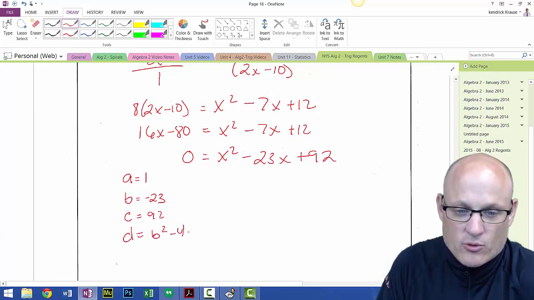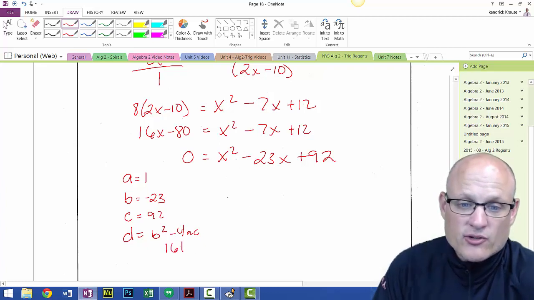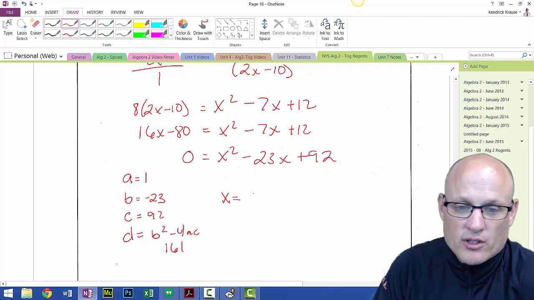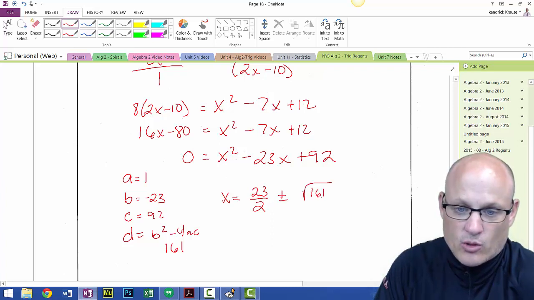B squared minus 4AC. Now, I'm not going to go through this. This turns out to be 161. So now if you do x equals negative b, that's 23, over 2 times 1, which is just 2, plus or minus the square root of 161 over 2. And you're going to get 2 answers, both of which work.